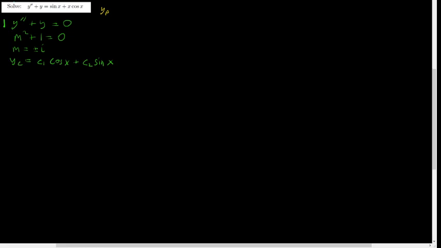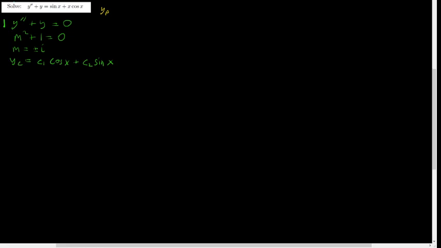Ignore this little 1 here. And so the auxiliary or characteristic equation is m squared plus 1 equals 0, which has two solutions, plus or minus i. And we know when we see an imaginary solution to the auxiliary equation, the complementary solution will be oscillatory, right? Sines and cosines. So C1 cosine x plus C2 sine x. Okay, so once you have the complementary solution, now you look for your particular solution.